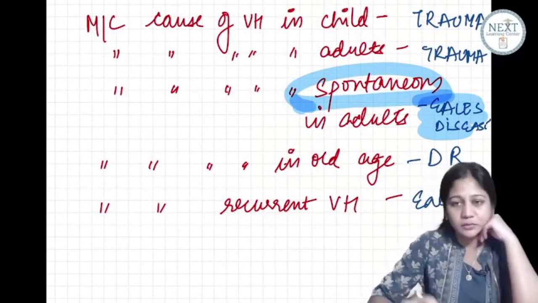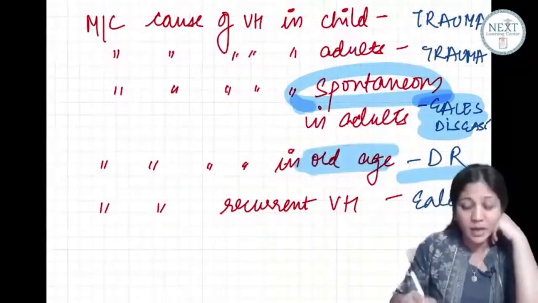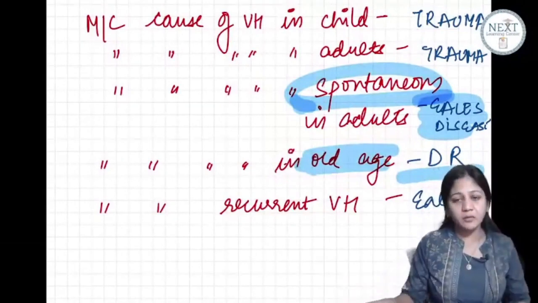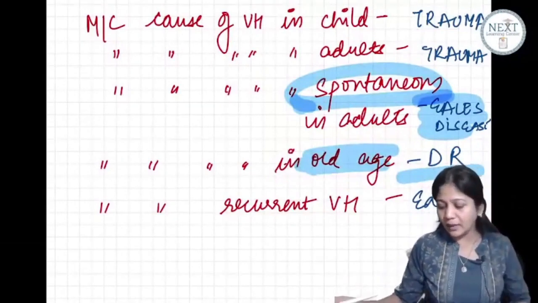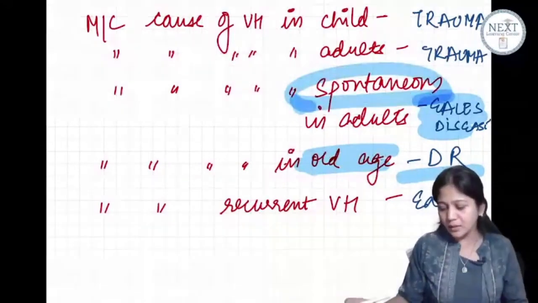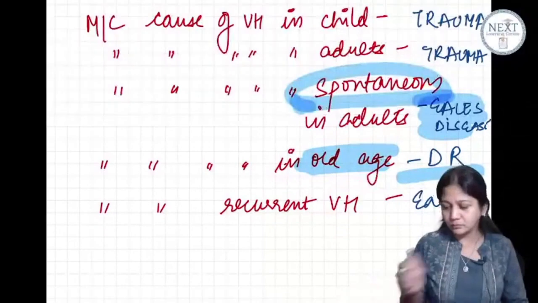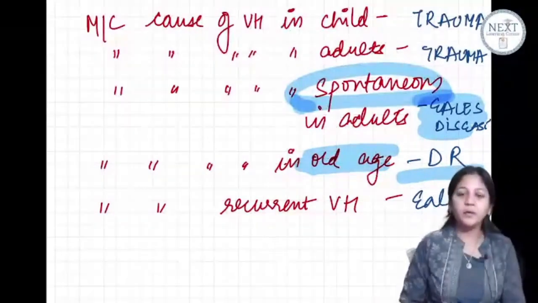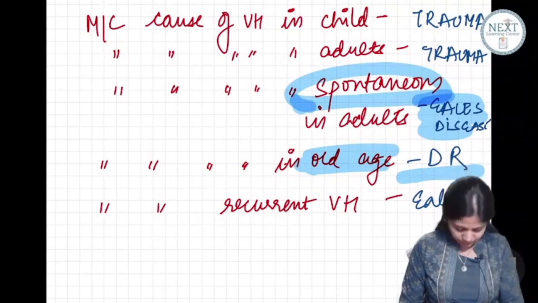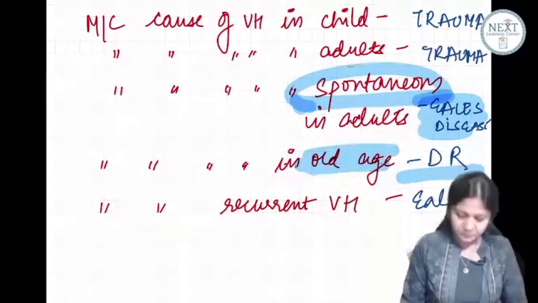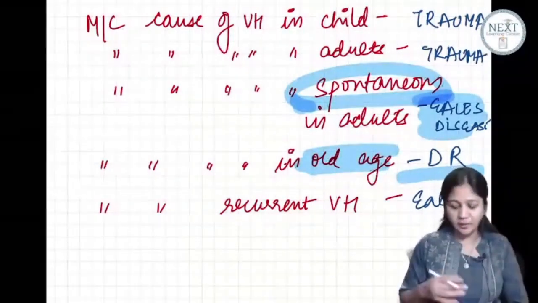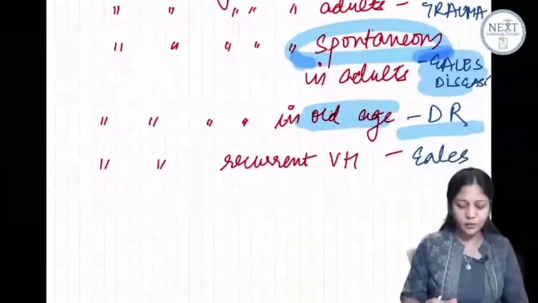Spontaneous. Okay? What about old age? DR. What is DR? Diabetic retinopathy. And for recurrent cases, recurrent again, vitreous hemorrhage happening again and again, then that means it is again Eales disease. Am I okay, friends? Clear? So the 5 questions have different answers, you need to be very careful. It is very simple, but don't get these wrong.